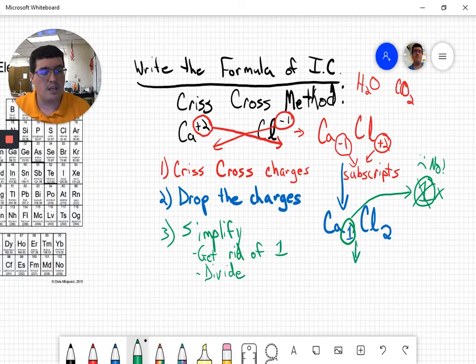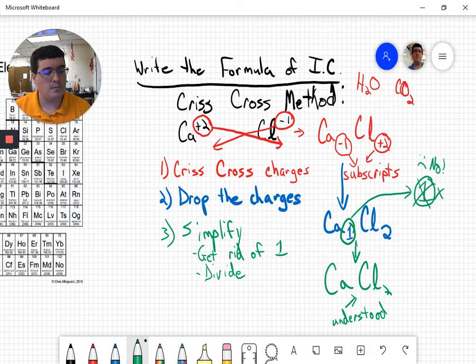So what we're going to do here is we're going to take that 1 and we're just going to get rid of it. It's already understood that there is a 1 there whenever we write it this way, Cl2. Understood to be a 1. Cool. That is the correct answer. Of course, I'm going to make my 2 a little bit better there. So CaCl2 looks like that right there.